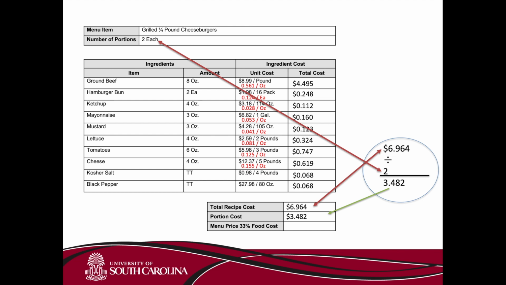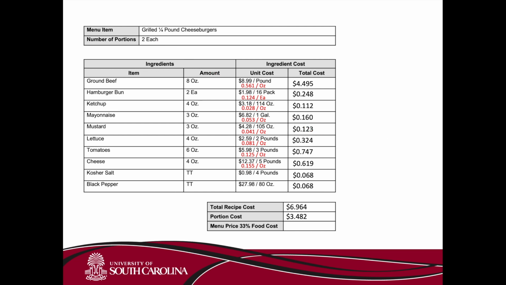Now, the last thing that we're going to look at is our menu price. We're going to go into more detail with this next week, but we're going to look at this one for right now, okay? We want to know what we actually charge. Anytime I give you an assignment, or if you see this on your final exam, it will always tell you what your food cost is. So for this recipe, for this restaurant, we're wanting a 33% food cost.